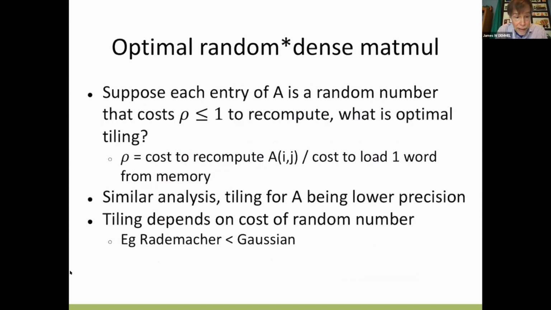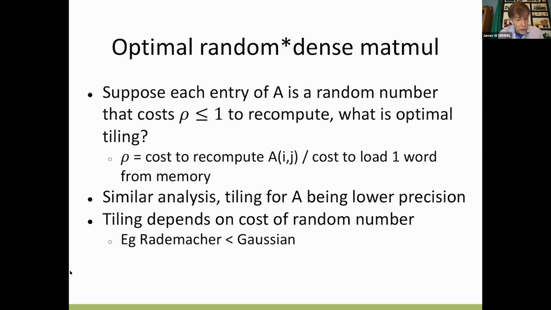So let's try now the same idea for randomized linear algebra. And so there, what is the kernel that many people want to do? You want to take your input matrix and multiply it by a random dense matrix, full of Gaussians or random plus minus ones. And so now we're going to use the same trick. Suppose that each entry of your random matrix A, it's cheaper to recompute that random number than it is to fetch it out of memory.